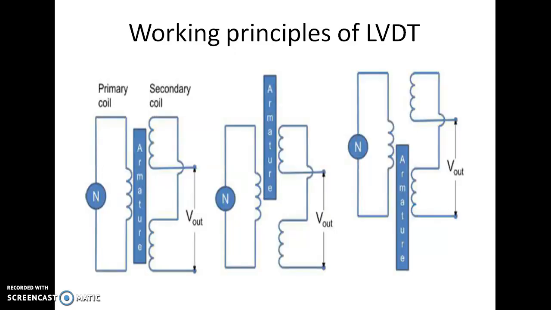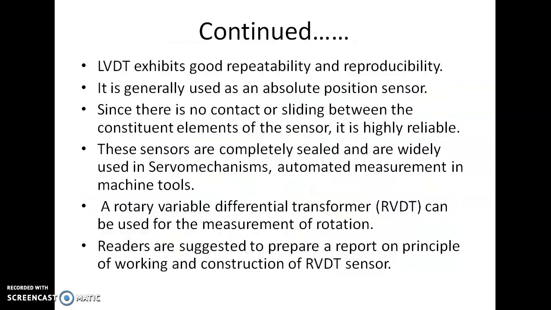Here we can see the working principle. In the first diagram we can see the position of the core or armature in between the primary and secondary coils. In the second diagram we can see the next position of the core, shifted upward. And in the last diagram we can see the position of the core shifted backward or downward.